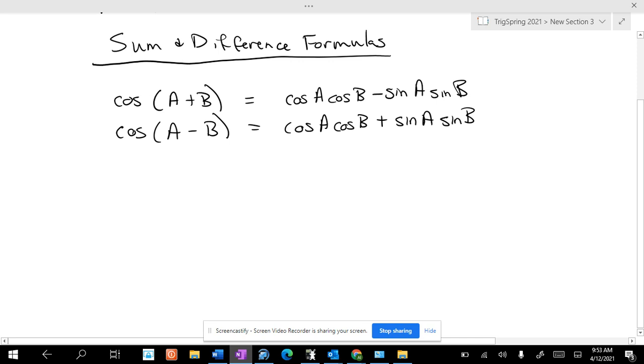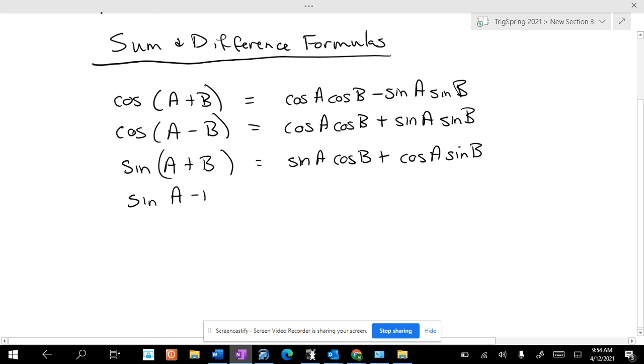Okay, when we have the sine involved, it's a little different. So the sine of A plus B is the sine of A cosine of B plus cosine of A sine of B. And the sine of A minus B is the sine of A cosine of B minus cosine of A sine of B.